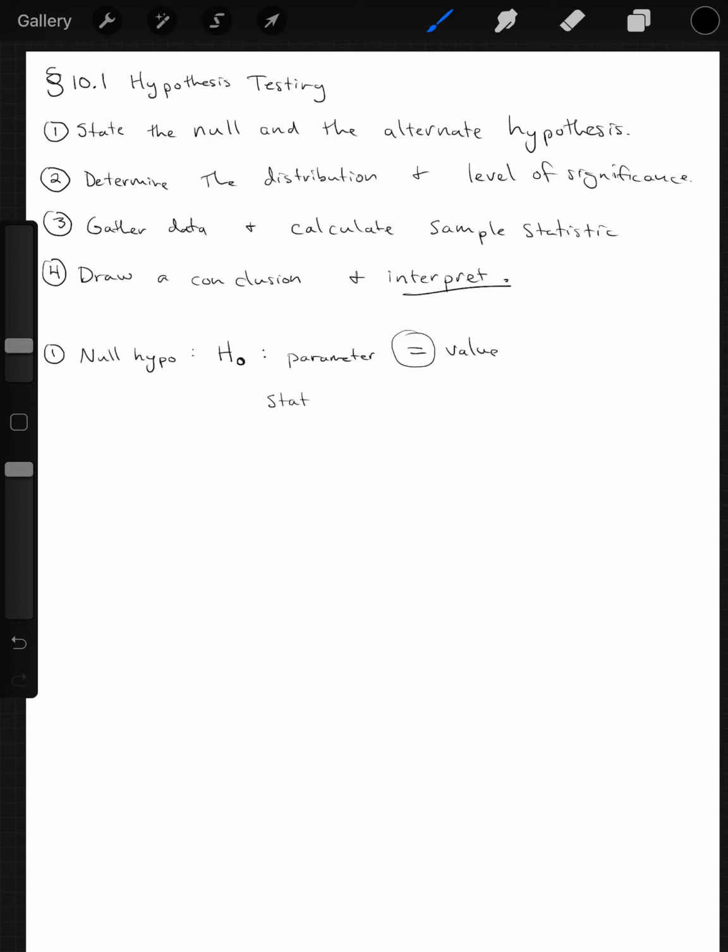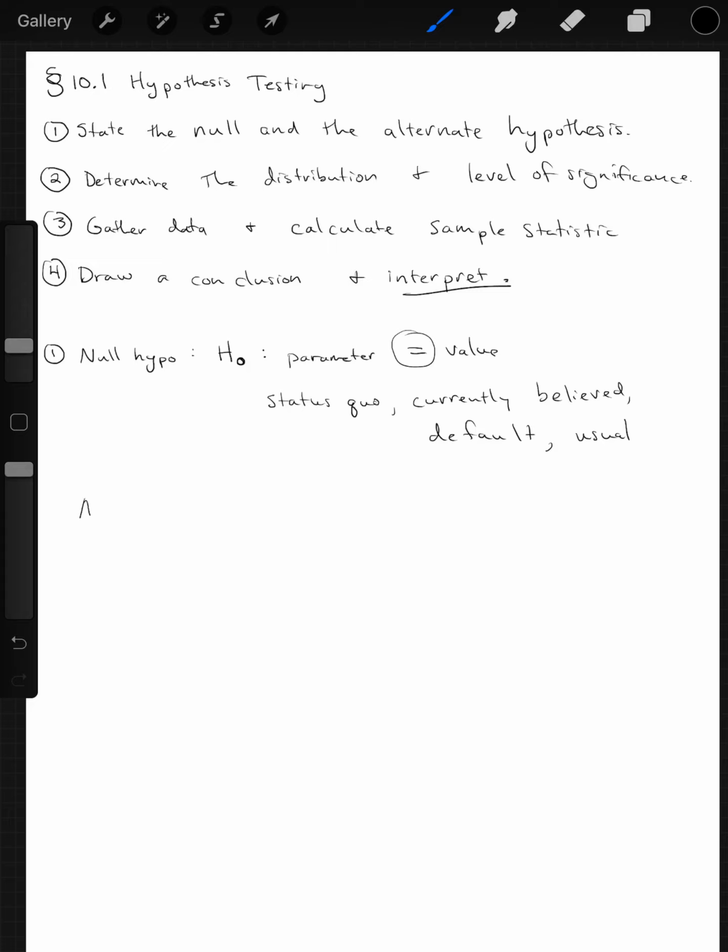This is supposed to represent the status quo, what is currently believed, right? This sort of represents the default, right? So those are the types of ideas that you're looking for in word problems to tell you what the null hypothesis is going to be: what is standard, what is usual, what has been shown in the past. What is the status quo? What have people thought it was, right?